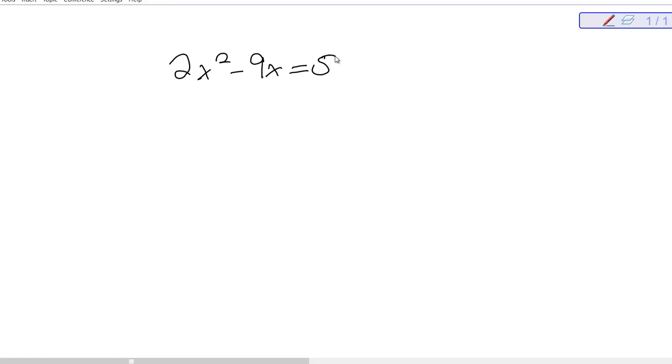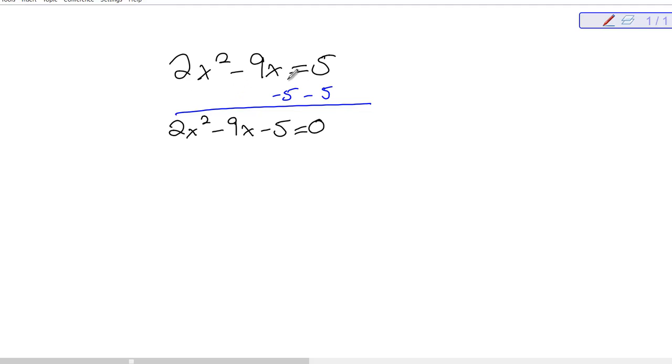Remember our steps for solving quadratic equations. The very first step is to make sure that it equals 0. Well, does it equal 0 right now? No, right now it equals 5. So what I've got to do is I've got to move this 5 to the other side of the equal sign. In order to move it to the other side of the equal sign, I have to change its sign so that these will cancel out. And I get 2x squared minus 9x minus 5 equals 0.